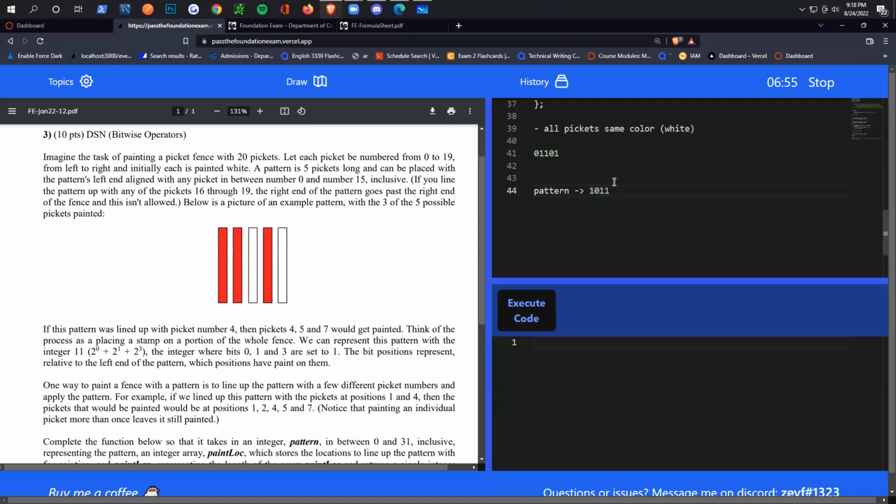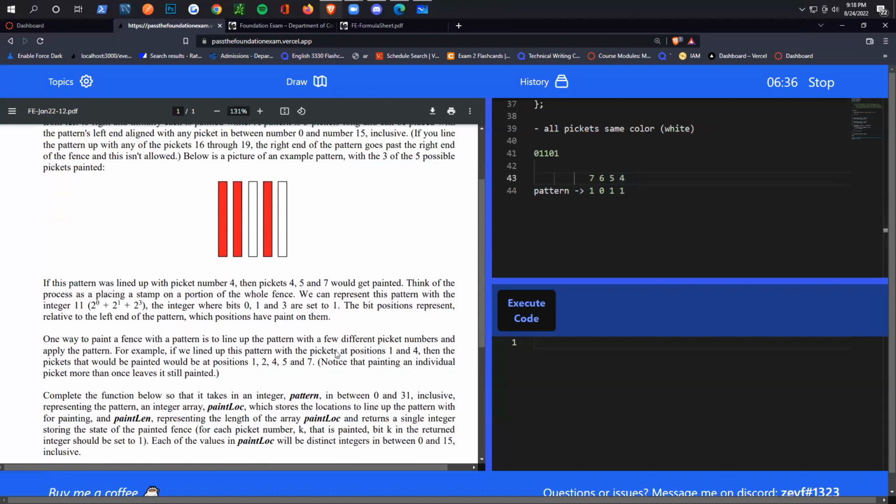So let's say we place it on 4. That means that, remember, bits go from right to left, not left to right like an array that we're used to. So this means that this is 4. That means that this right here would be 5. And then we would have, let me just write 7 and 6. That's easy. So this is the pickets and how they align right here. Okay, so these are the pickets. So 4, 5, and 7 are aligned, or they're painted.